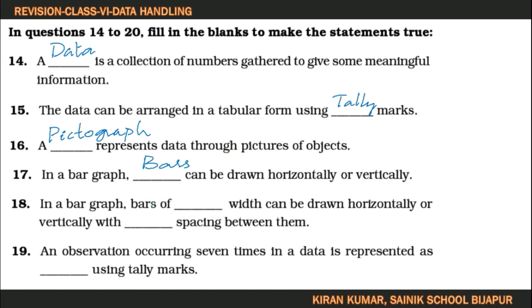18th. In a bar graph, bars of dash width can be drawn horizontally or vertically with dash spacing between them. Here, uniform width can be drawn horizontally and vertically with equal spacing between them. 19th. An observation occurring 7 times can be represented as 7, which is 5 plus 2. So first we will represent 5 and then the combination of 2 plus 5 gives 7. This is how we represent 7 using tally marks.